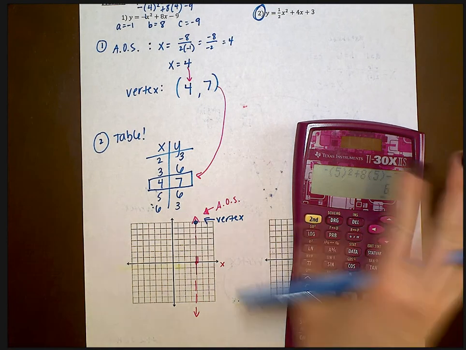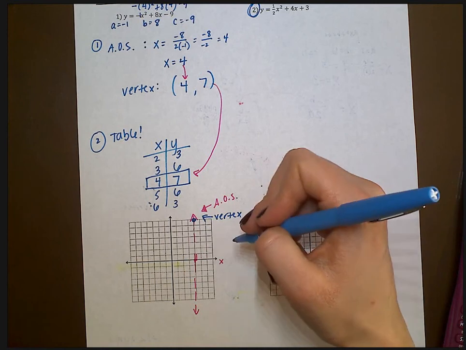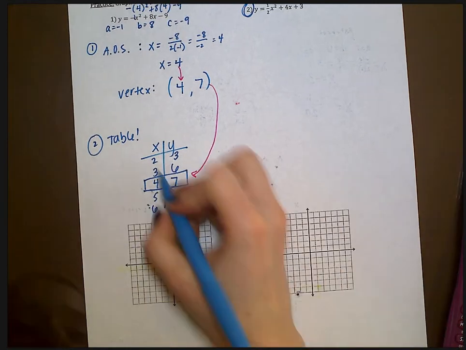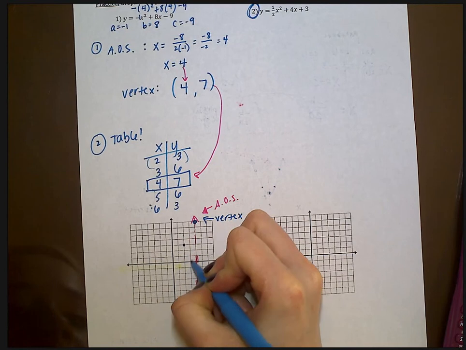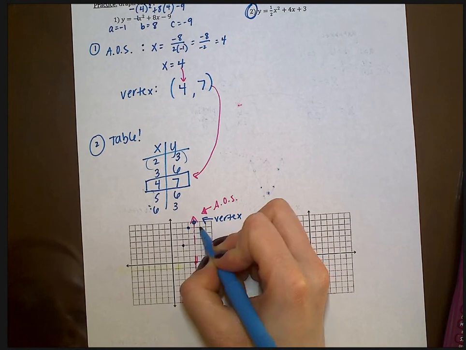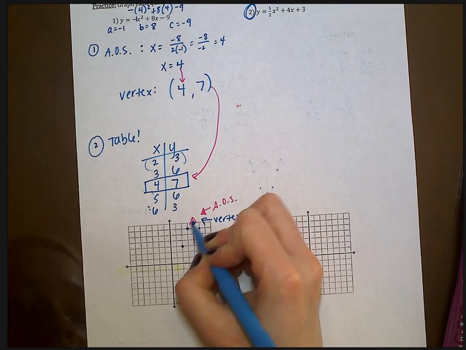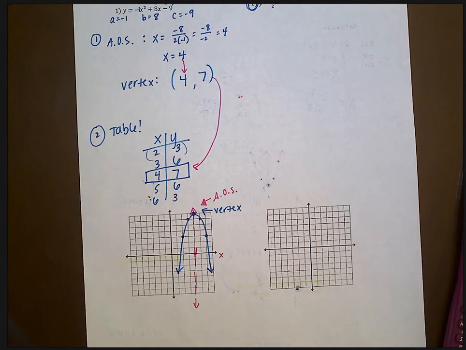Okay, so the last step is just to get those other 4 points on the graph, and then you can draw your U. So 2, 3, that ordered pair. 3, 6. 5, 6, and 6, 3. There she is. All right, you guys try number 2, and that's graphing quadratics.